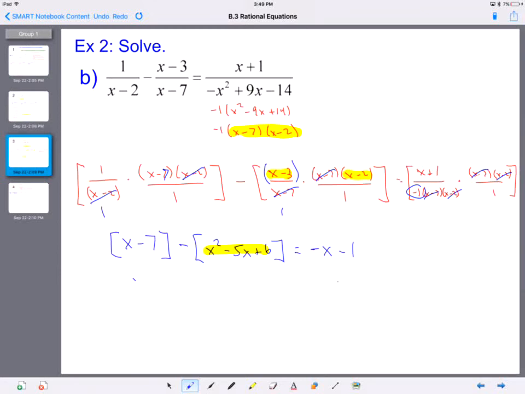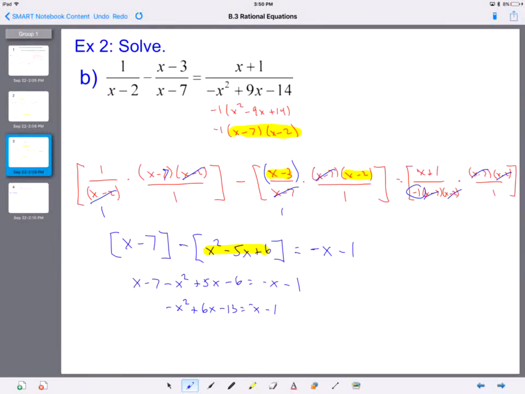And so let's simplify again. We have x minus 7 minus x squared plus 5x minus 6. We're distributing the negative sign. And then we're left with the quadratic, so we need to solve the quadratic. I'm actually going to, let's see, try to show my work here. Negative x squared, combine my like terms, so that'll be plus 6x, and then minus 13.